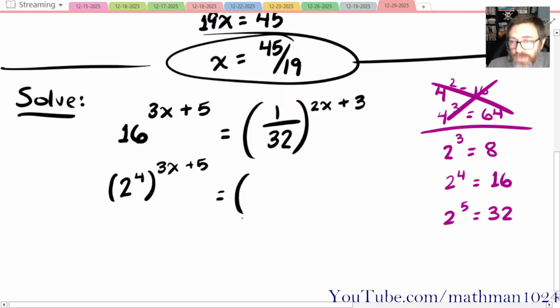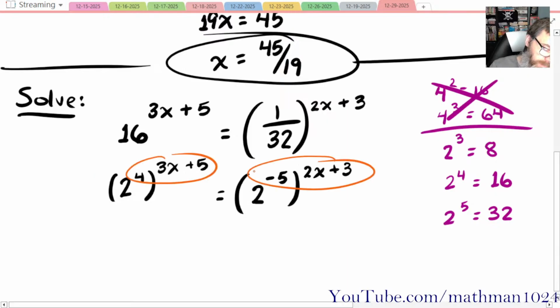Now 1 over 32. I see that 32 is 2 to the 5th. But because the 32 is in the denominator, it would mean a negative power on the 2. So 2 to the negative 5th. And then, of course, raised to the 2x plus 3. And same as it ever was. Power to a power, so we multiply. So this is 2 raised to the 12x plus 20. And on the right side, it's 2 raised to the negative 10x minus 15.